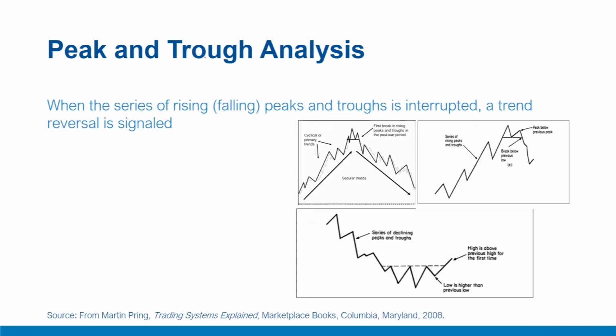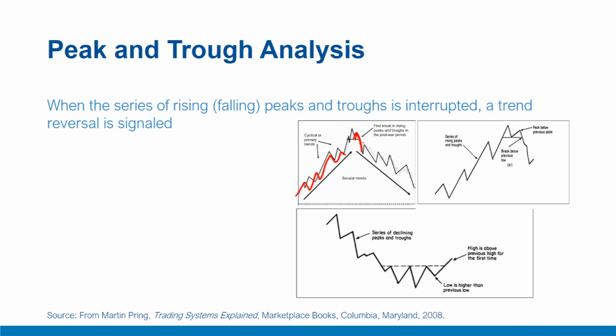An important implication of intermediary cycle analysis or application in trend reversal is peak and trough analysis. A rising market moves in a series of waves where each rally is higher than its predecessor, and when this series of rising peaks and troughs is interrupted, a trend reversal is signaled. For example, here we can observe a series of rising peaks and troughs. This is interrupted here.